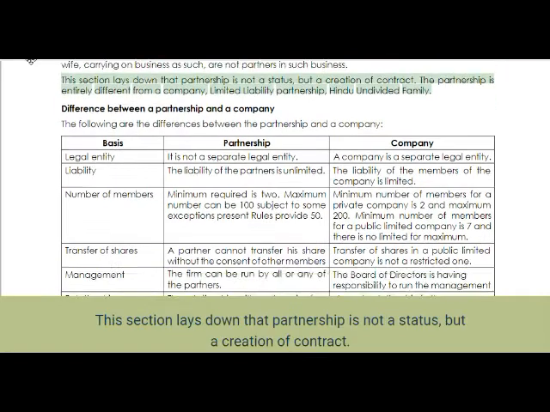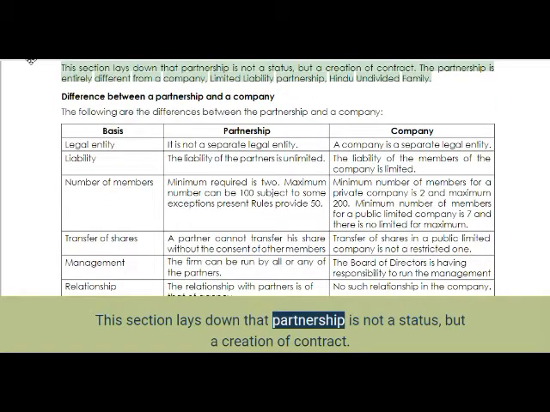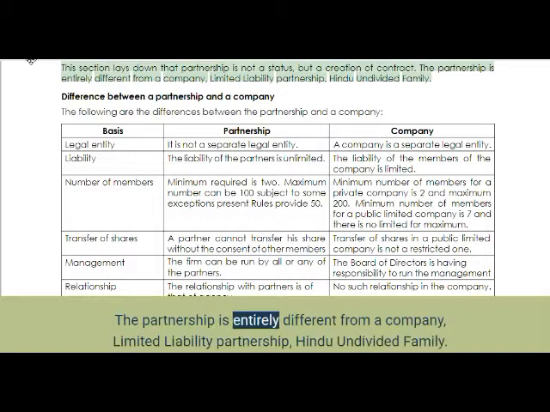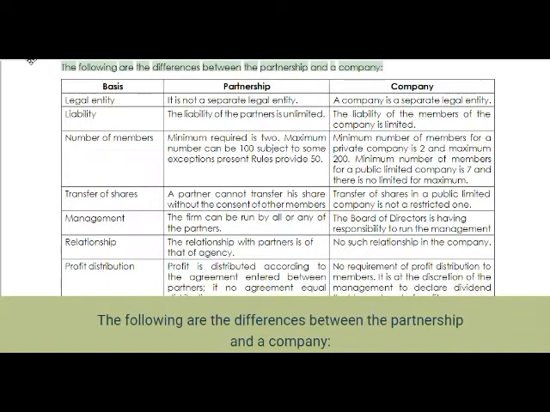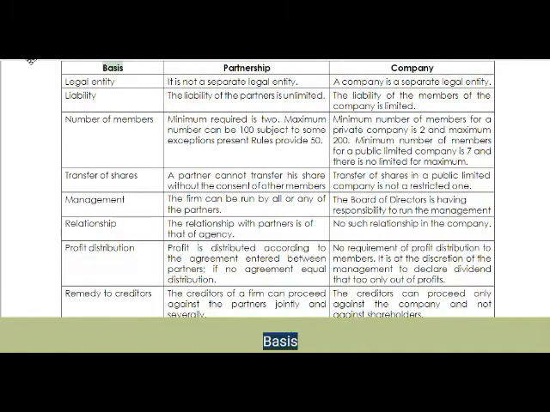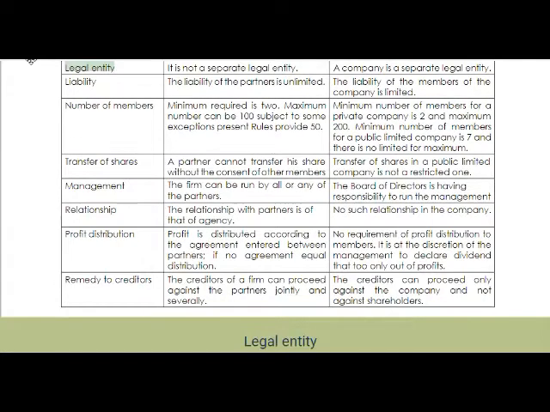Partnership is a creation of contract. Section 5 provides that the relation of partnership arises from contract and not from status. The members of a Hindu undivided family carrying on a family business as such, or a Burmese Buddhist husband and wife carrying on business as such, are not partners in such business. This section lays down that partnership is not a status, but a creation of contract.